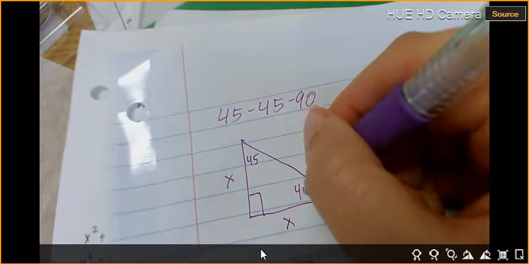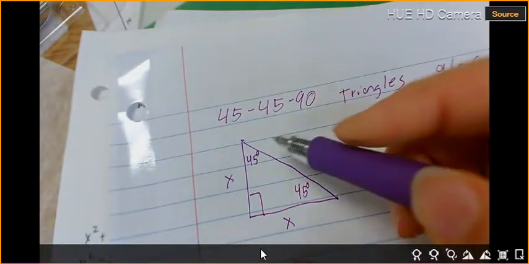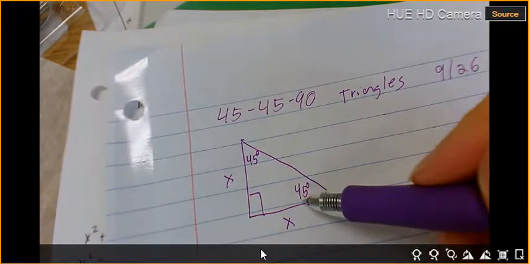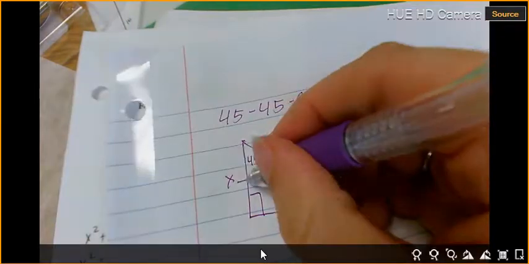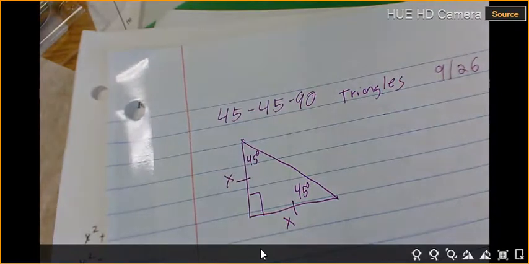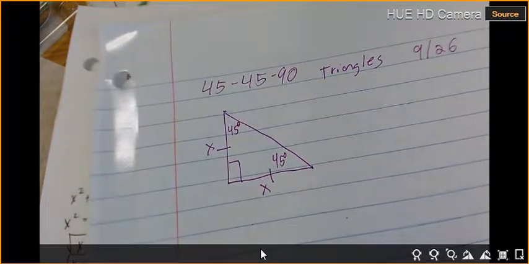But they're 45, 45, 90. So if I have two angles that are the same for a right triangle, then it has to be an isosceles triangle, which means these two sides are the same length. So I'm going to call them x for right now and show you how I find this formula for 45, 45, 90 triangles so that it's quicker than Pythagorean theorem. Okay? And it already puts it in radical form for us, so you don't have to figure it out.